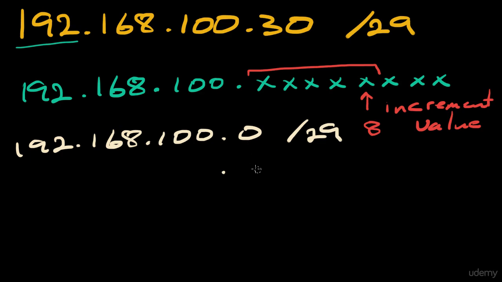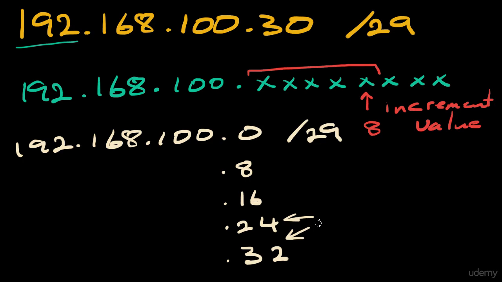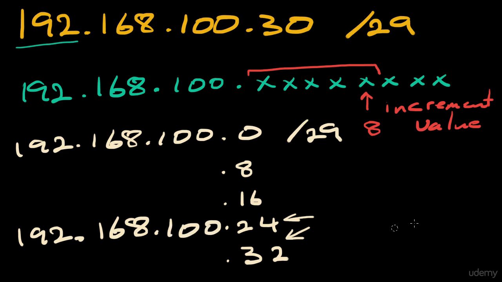And I'll just write out the value of the last octet here. We're incrementing by 8, so the next network ID would be .8, .16, 16 plus 8 is 24, 24 plus 8 is 32. Now I'll stop right there because the IP is .30. .30 is in between 24 and 32. Therefore, it is a part of the .24 subnet. The network ID that it's a part of is therefore 192.168.100.24.